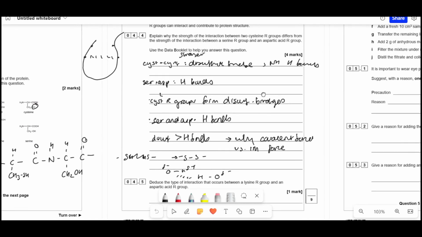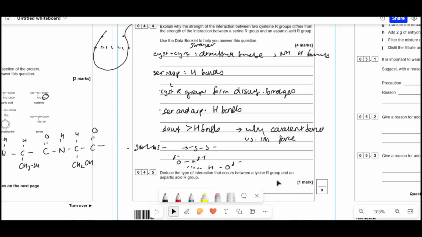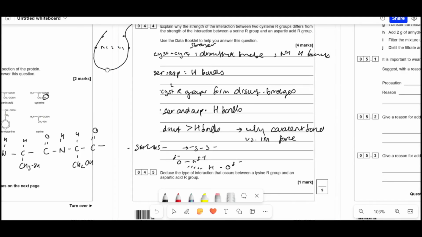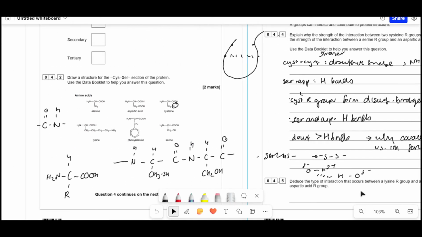So, yeah. Okay, so moving forwards then, it says deduce the type of interaction that would happen between the lysine R group and an aspartic acid R group. So if we look at lysine, it's got an R group of CH2, CH2, CH2, CH2, NH2, and then aspartic acid, its R group is CH2COOH. So we've got an amine and a carboxylic acid. We need to think what kind of interaction would happen between those two.